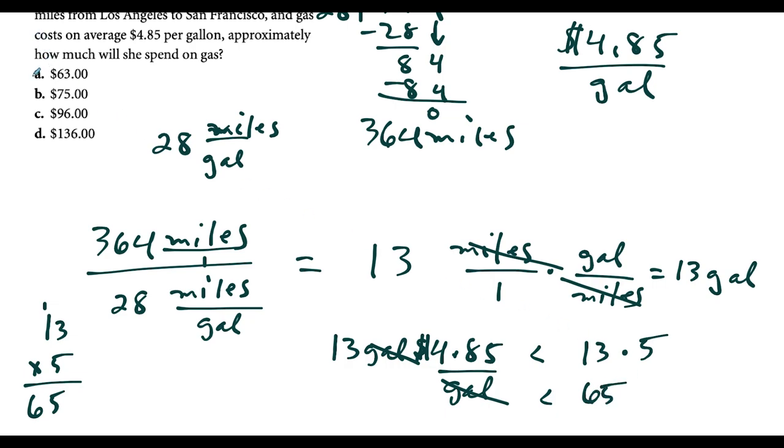And the only answer less than 65 is 63. So it has to be A. Otherwise, you could just on the side do 4.85 times 13. You could even put your decimal here, work that out, and it's going to work out to 63.